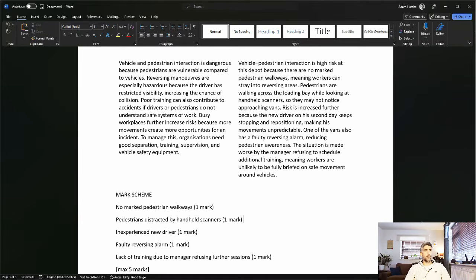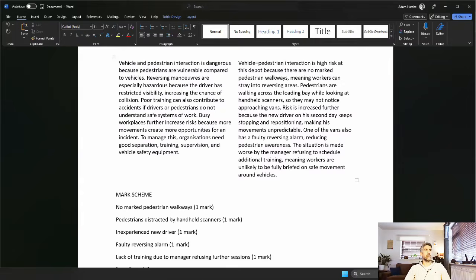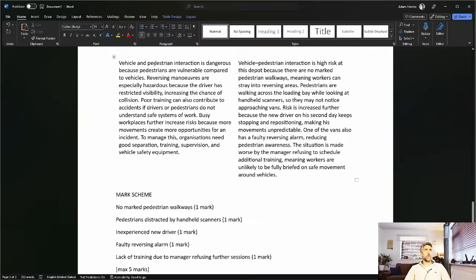Hopefully you figured out that the answer on the left scored 0 points, and the answer on the right scored maximum points. Why then? What went wrong with the answer on the left? Because when you read it, it all looks pretty good. Vehicle and pedestrian interaction is dangerous because pedestrians are vulnerable compared to vehicles. Difficult to disagree with that.